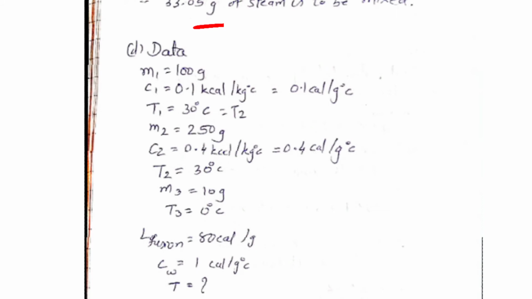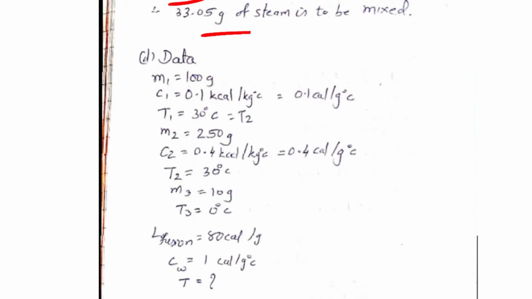Mass given is 100 grams, which is of the calorimeter. So M1 is 100 grams and the specific heat given is 0.1 kilocalorie per kg degree Celsius. So I need to convert it into calories because the mass is in grams. Simply convert it, because both have the conversion factor 1000, so it doesn't make much change. But you need to write that it is equal to 0.1 calorie per gram degree centigrade. Okay, now this is what is given.